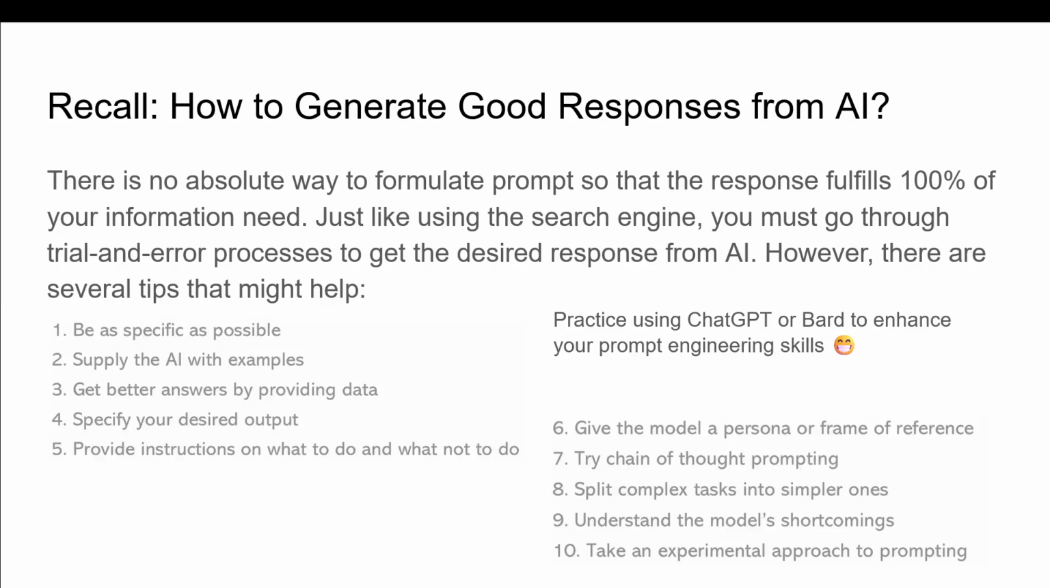And the next topic, which is actually the last topic, is how to generate good responses from AI. Based on my experience, there is no absolute way to formulate a prompt so that the response fulfills 100% of your information need. It's just like using a search engine. You must go through trial and error to get the desired response from AI. There are several tips that might help. I got this from the slide. You can read that from your slide as well.